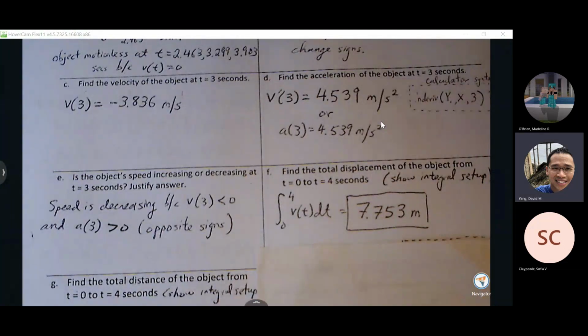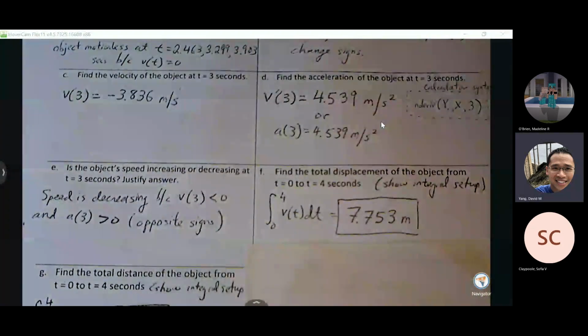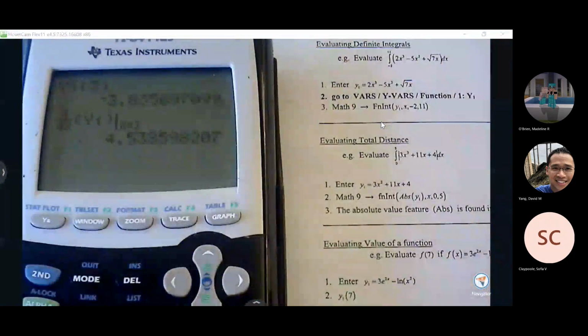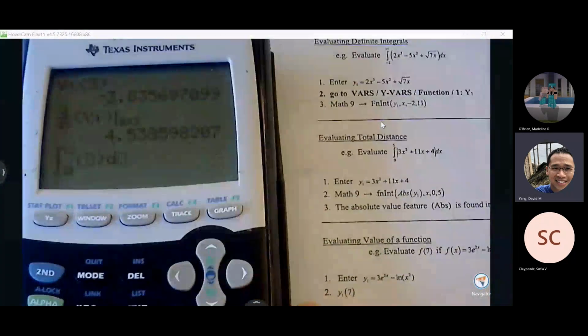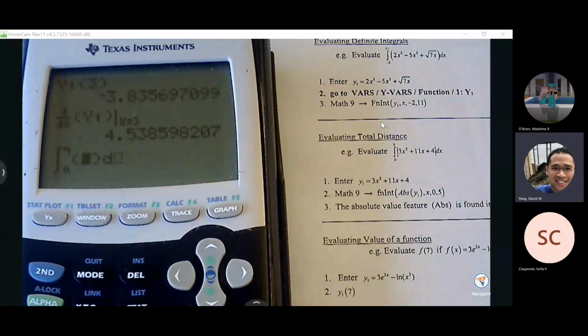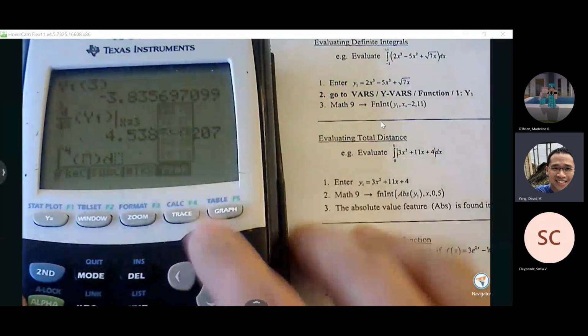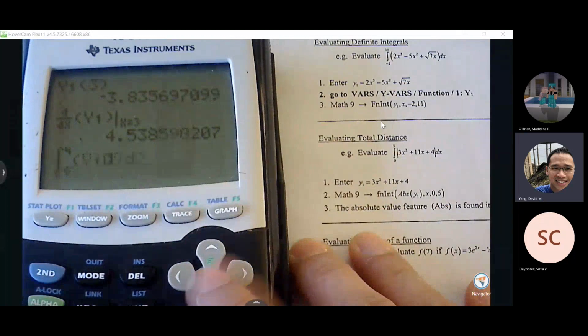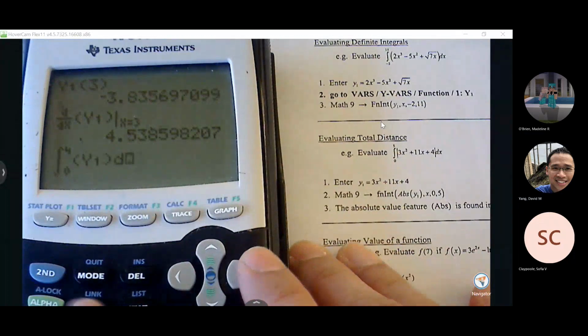So you'll go from 0 to 4. So do math 9. Math 9 will get you to your definite integral notation, 0 to 4. And again, take advantage of the fact that you have the function already stored in y1 and go to alpha trace. Yeah, that saves so much time.